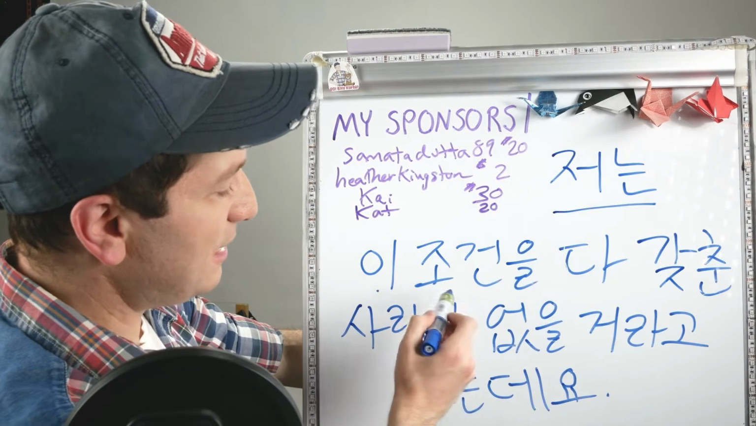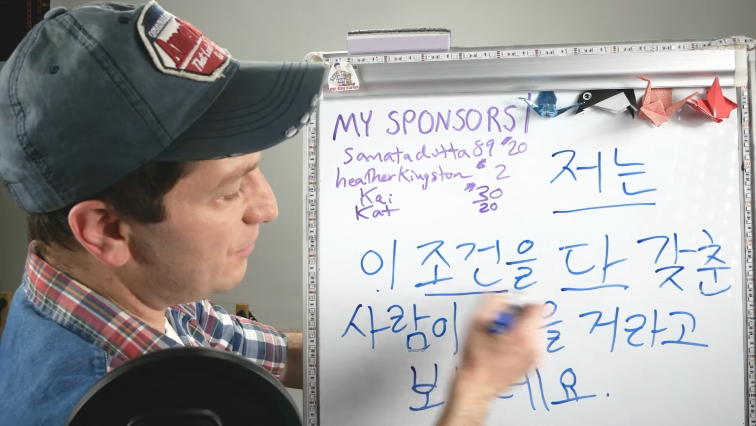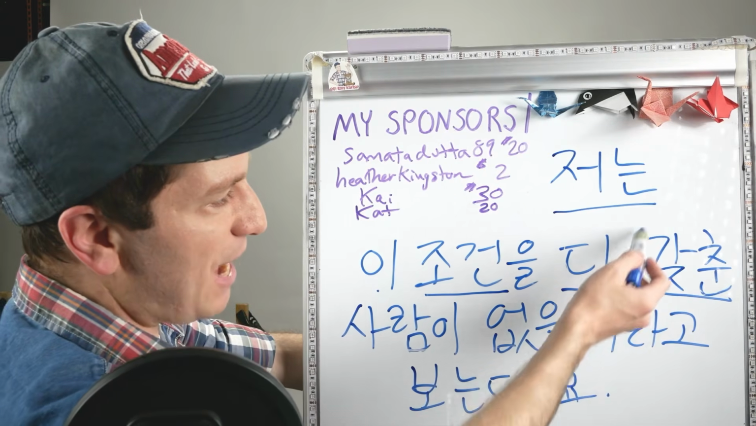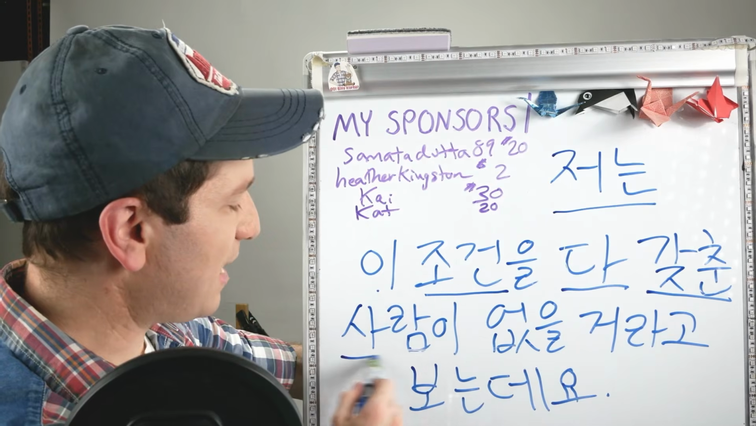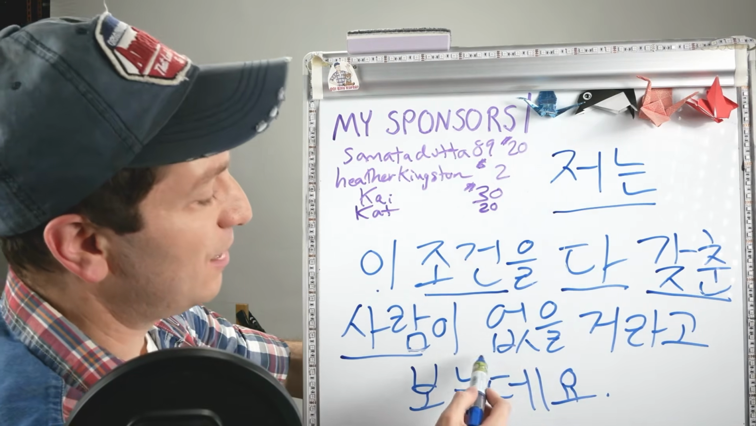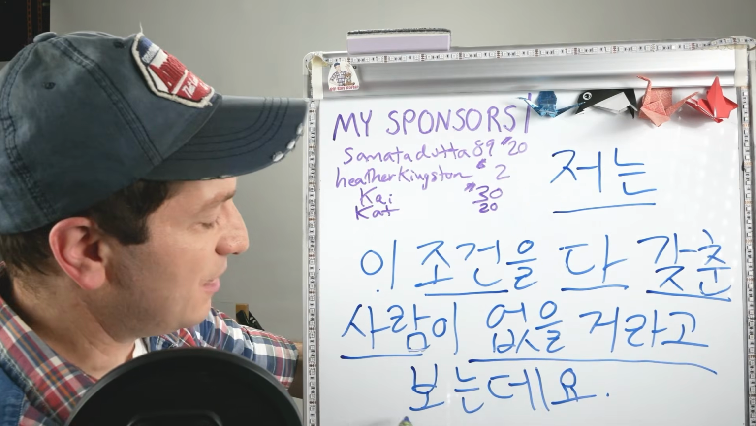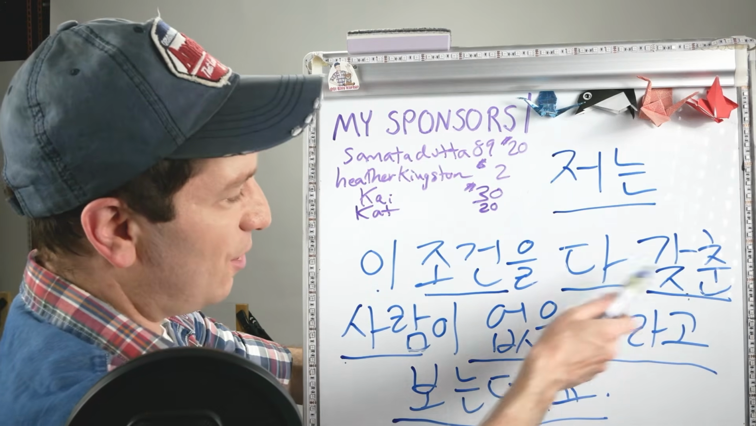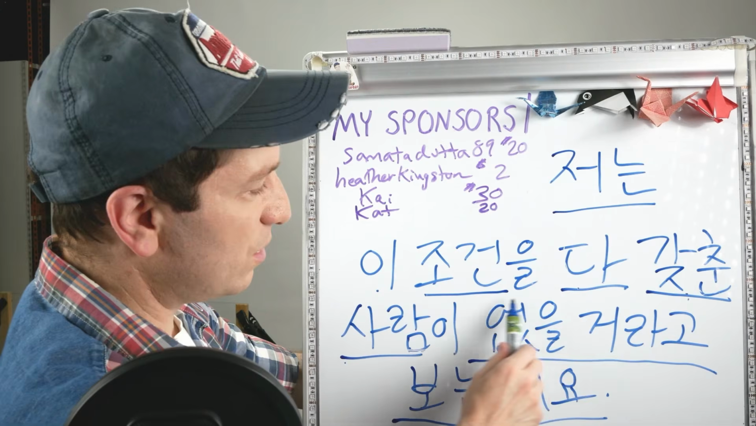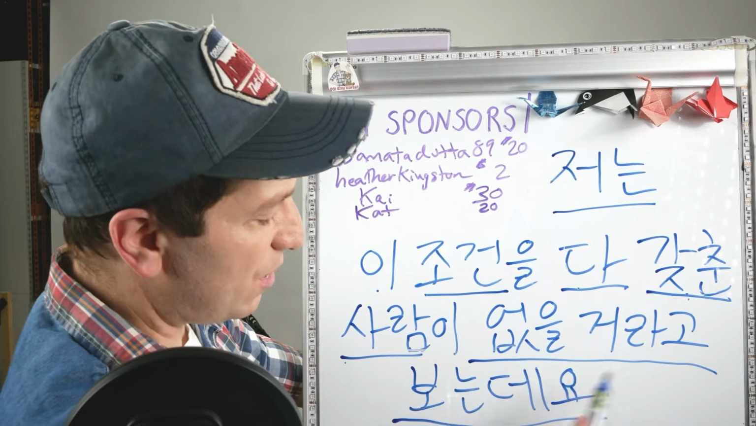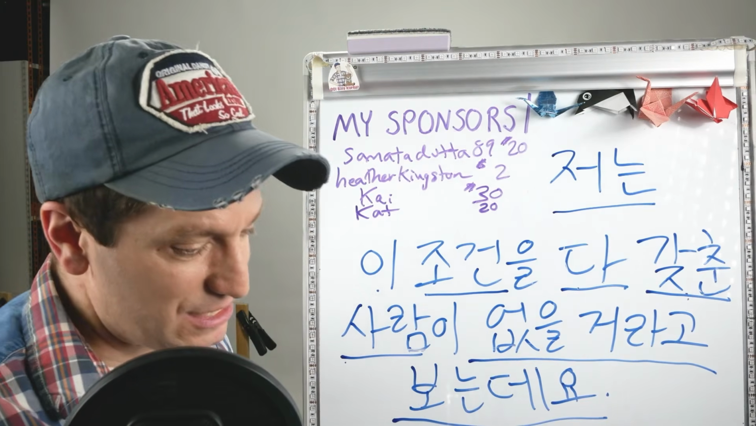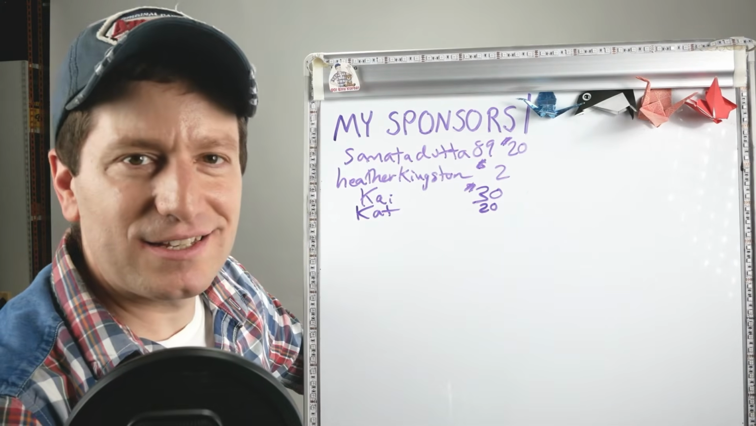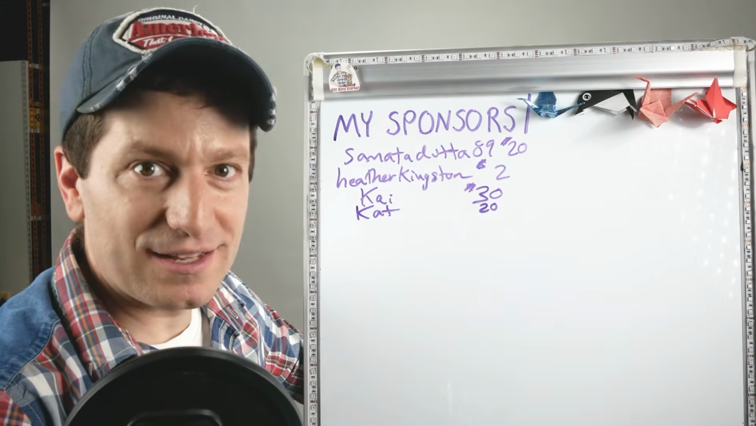저는 I, 이 조건, so these conditions, 다, all of these conditions, 갖추다, to meet conditions. So in this case, past tense, 갖춘, met, 사람, a person who met all of these conditions, 없을 거라고, there will not be, 보는데요. So the way I see it is there will not be a person who met all of these conditions. 저는 이 조건을 다 갖춘 사람이 없을 거라고 보는데요. So the way I see it is there won't be anyone who meets all of these conditions. And that is everything you need to know about 보다, meaning to think.